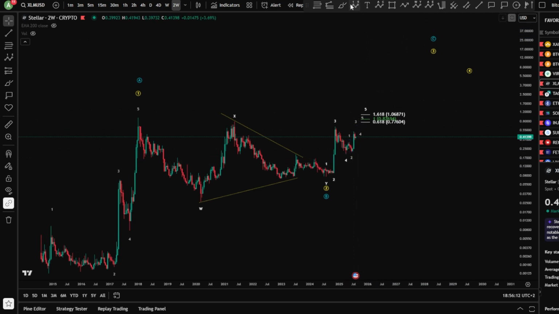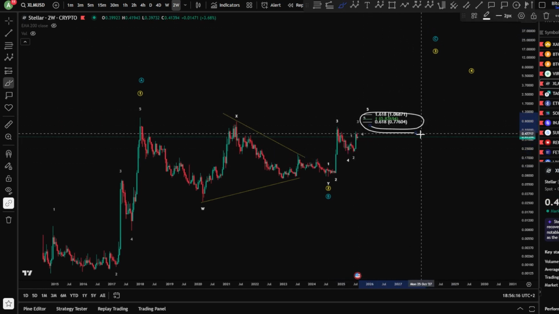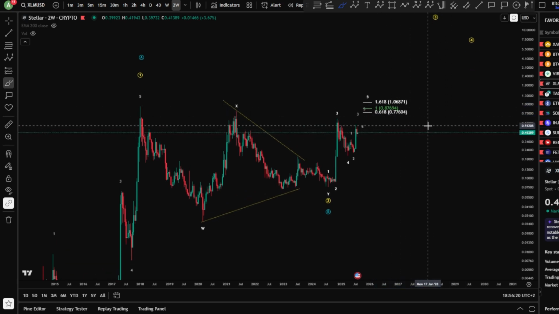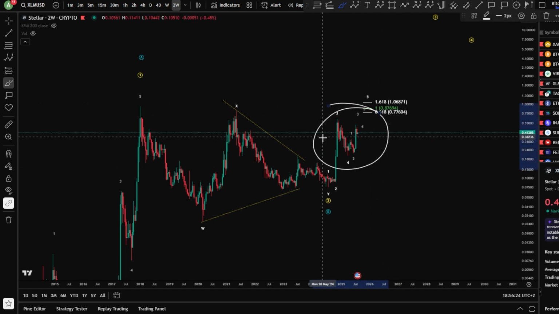However, with this 1, 2, 3, 4, 5, currently you are looking at the final wave in the gray scenario here as a wave 5, 1, 2, 3, 4 and a 5. The target might reach the 0.87, 0.77 cent for Stellar or for XLM.